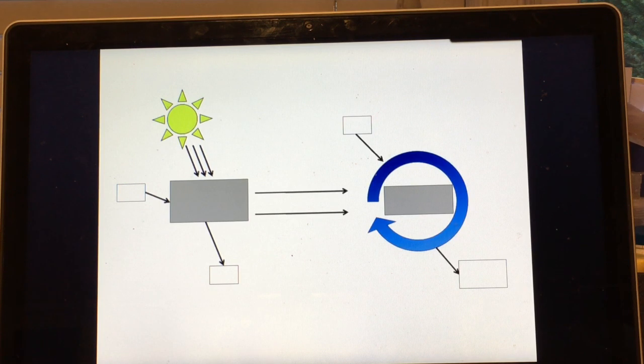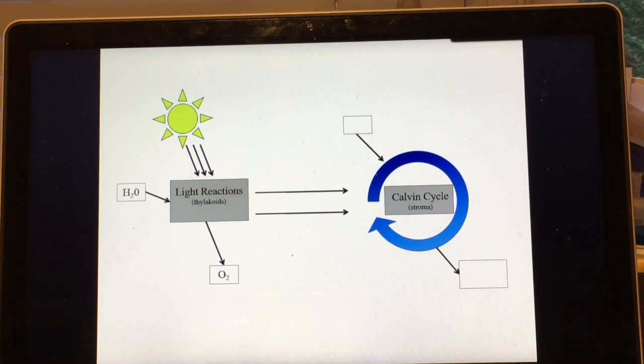So this diagram is great because it is a great visual summary of the products and reactants of each half. The gray box on the left represents the light reactions, and the gray box on the right represents the Calvin cycle. Now water comes into the leaf and is split, and the byproduct is oxygen. So the oxygen that's released comes from the water that we give plants.